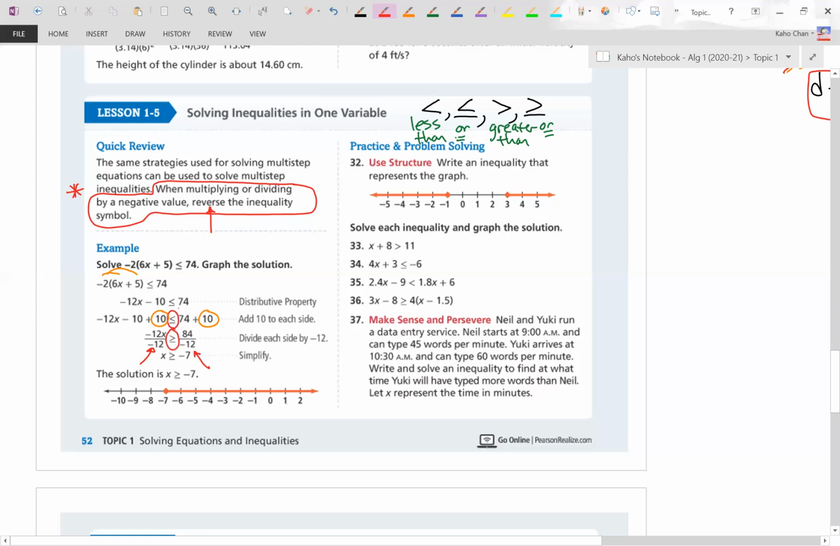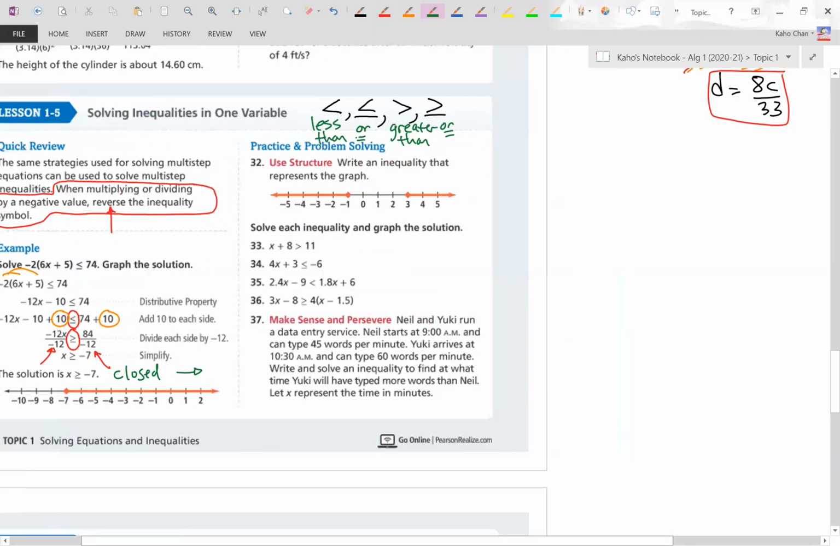So there it is. Solution is x is greater than or equal to -7. This is a closed circle because of the inequality, and it's shaded to the right. You follow the arrow from -7. All right, let's try number 32.